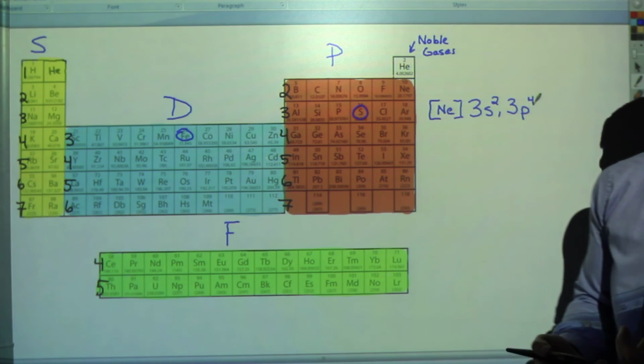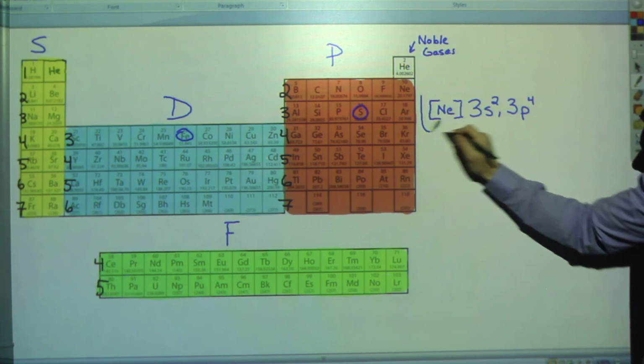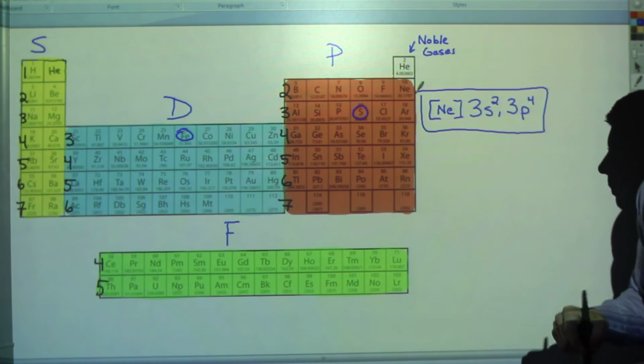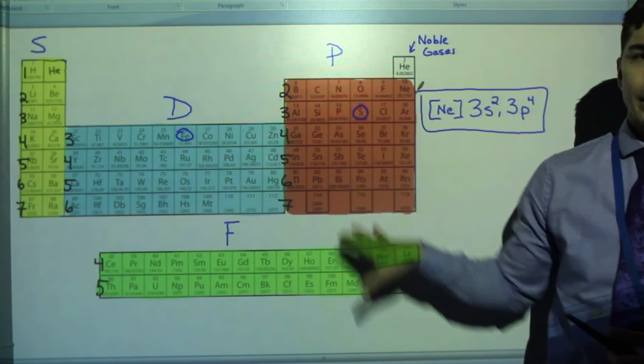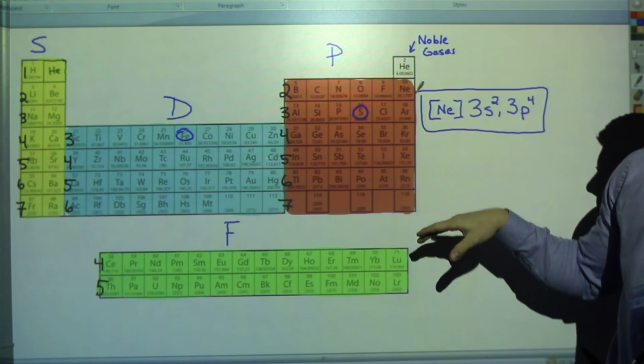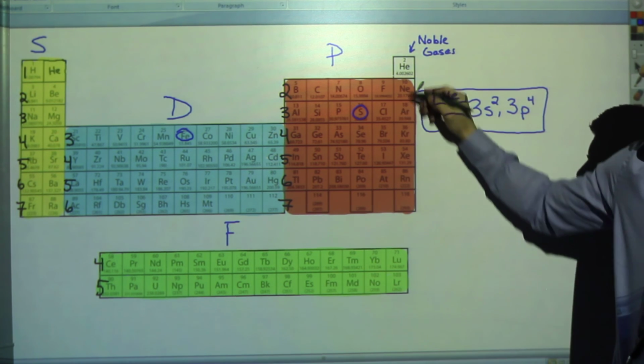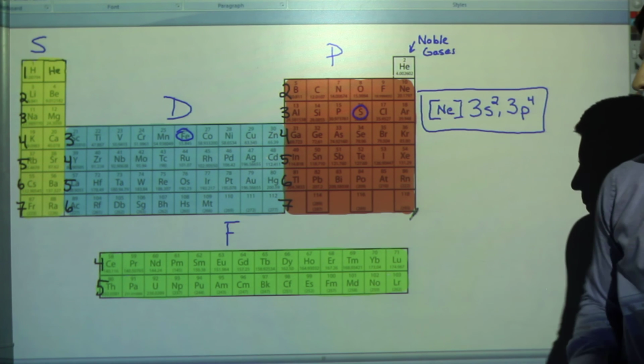Hopefully this seems a little bit easier for you guys. It kind of lightens the load a lot, where you don't have to write out the huge, gigantic electron configuration and instead just start with the noble gas. So everything in this last group or family.